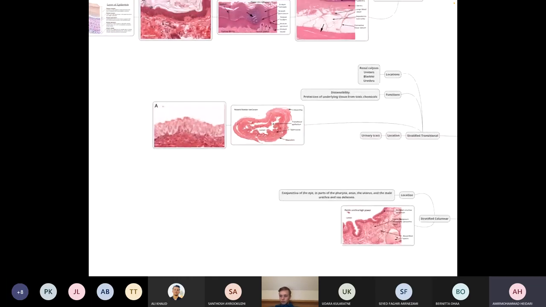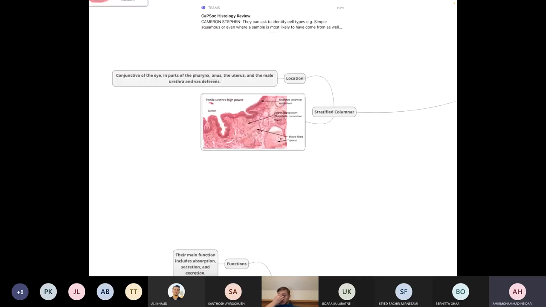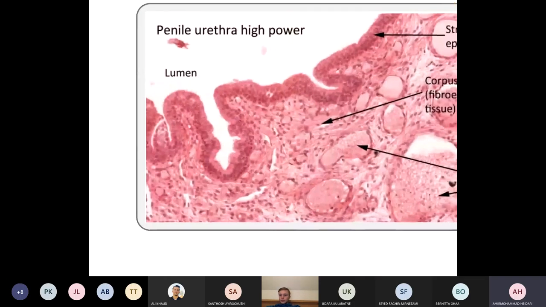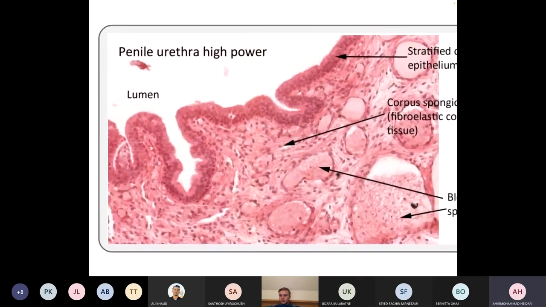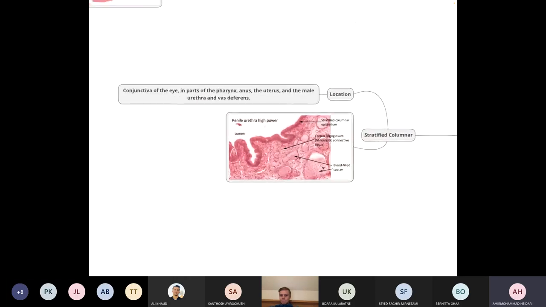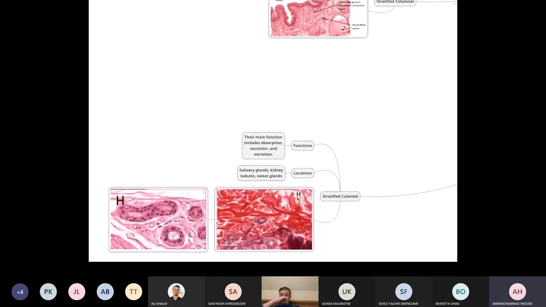I don't have a great picture, so obviously there are better pictures than these two, but you could find them yourself. So stratified columnar, as I said, mostly the one I know is the male urethra. You can see here, this is the male urethra. Not all parts of the male urethra, but some parts have this stratified columnar. Not really useful, but just something that is there.